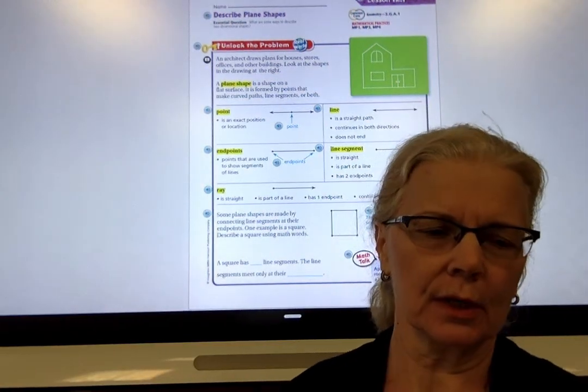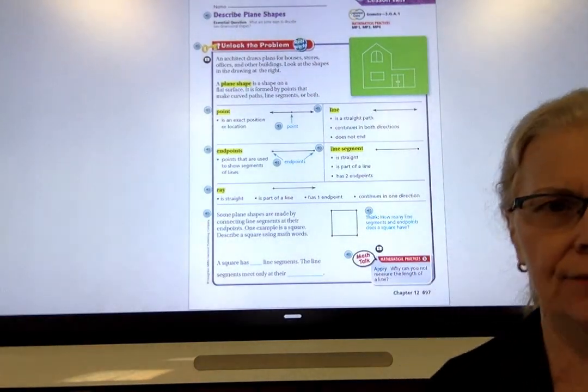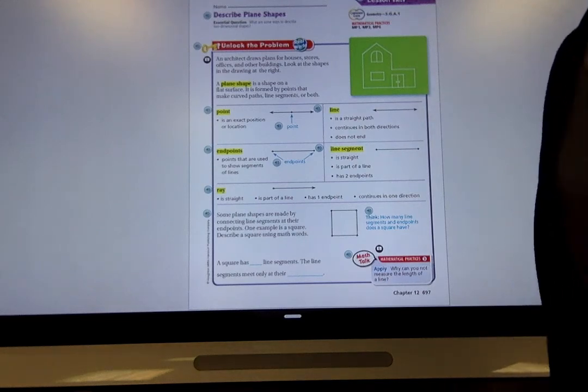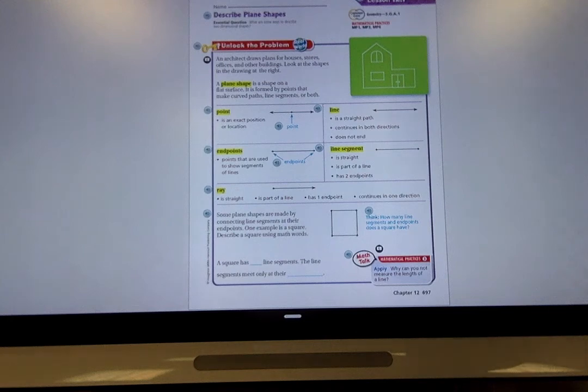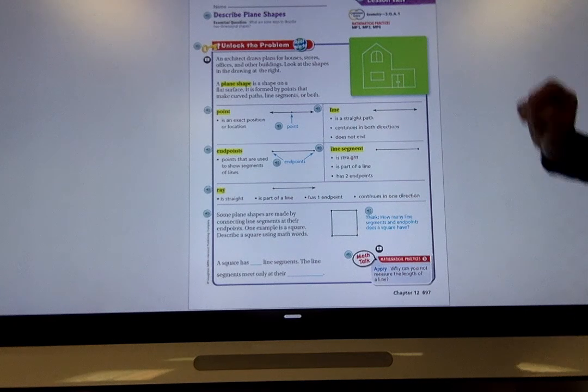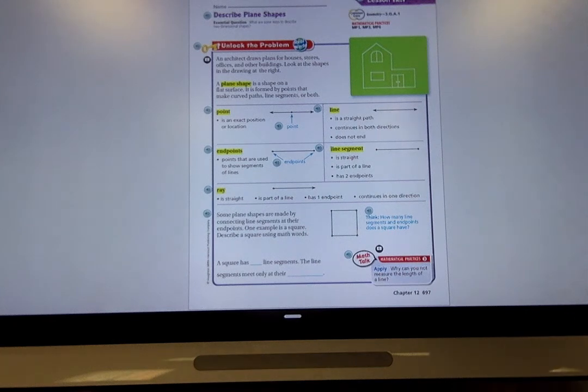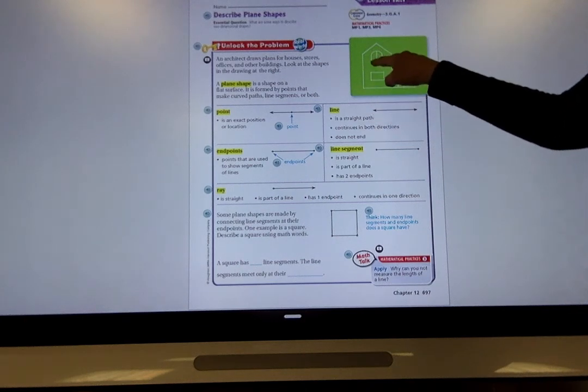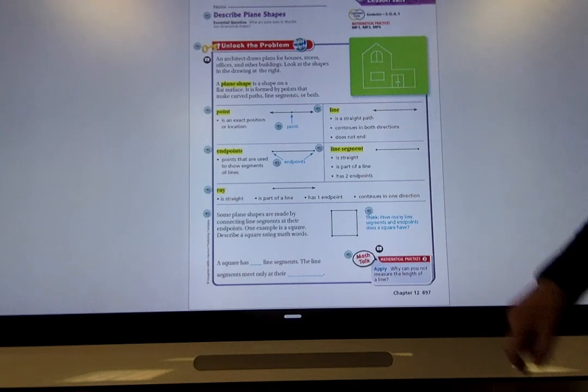Let's go ahead and get started with our lesson. We're on page 697. So the essential question is, what are some ways to describe two-dimensional shapes? An architect draws plans for houses, stores, offices, and other buildings. Schools, too. Look at the shapes in the drawing at the right. A plane shape is a shape on a flat surface. It is formed by points that make curved paths, line segments, or both.